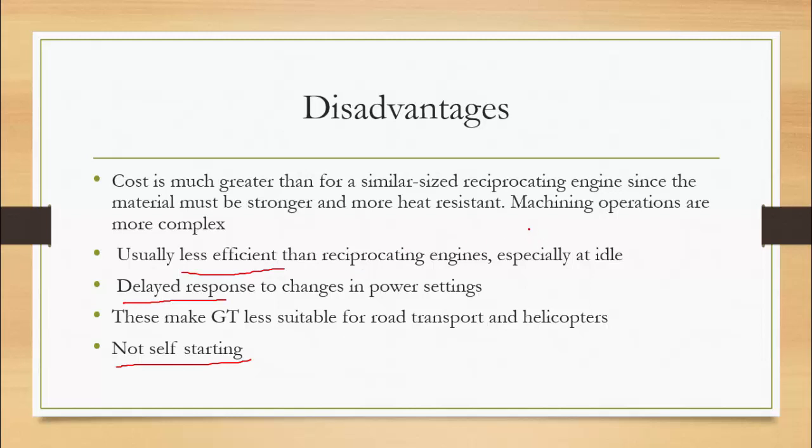And because of the turbine blades and compressor blades, the machining operations are more complex. Because the machining operations are complex, and the gas turbine blades and compressor blades have to be made of a stronger and more heat resistant material, the initial cost of the engine will be very high. These are some of the disadvantages of the gas turbine power plant.